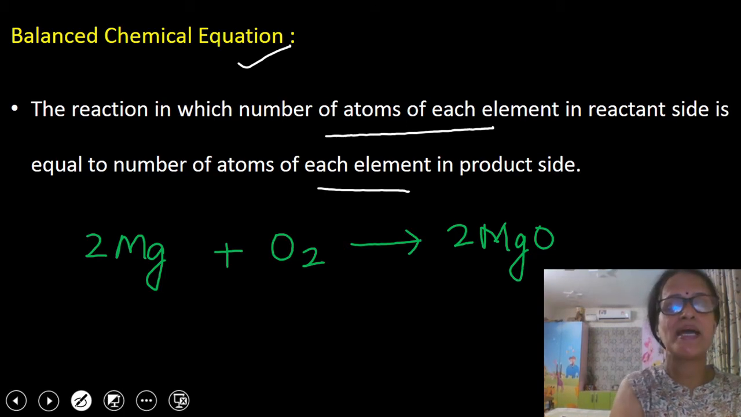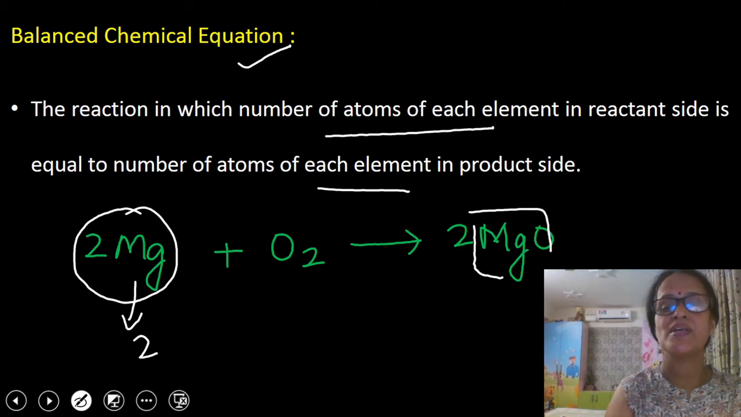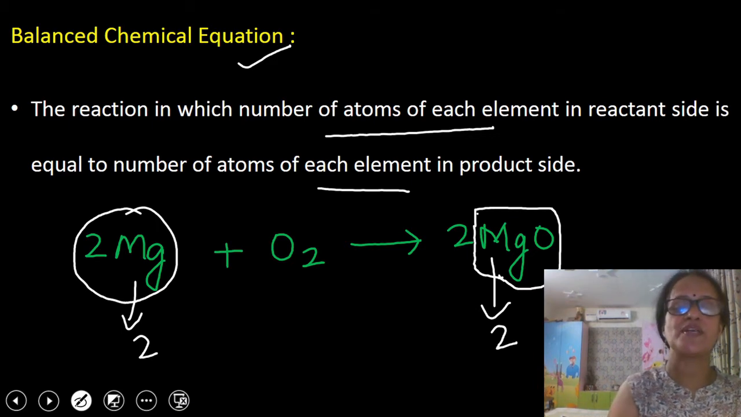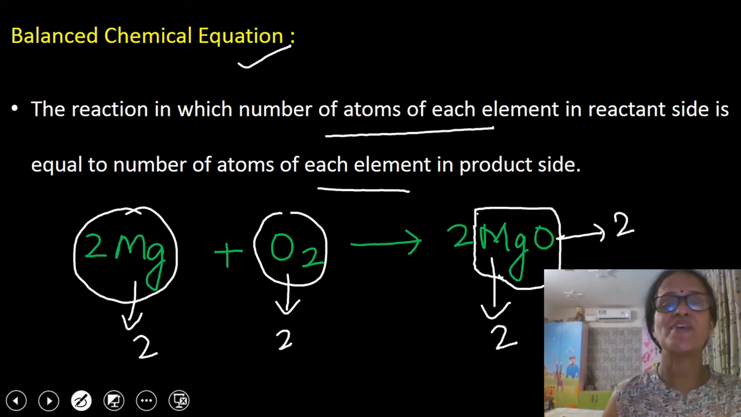We will start with magnesium. Students, you can see that in the reactant side we have 2 atoms of magnesium. Now count the number of magnesium atom in product side. You can see that in product side also we have 2 atoms of magnesium. Now check the oxygen atom. Students, in reactant side we have 2 atoms of oxygen, and in the product side also we have 2 atoms of oxygen. So as the number of atoms of each element is equal in reactant side as well as in product side, this is an example of a balanced chemical equation.